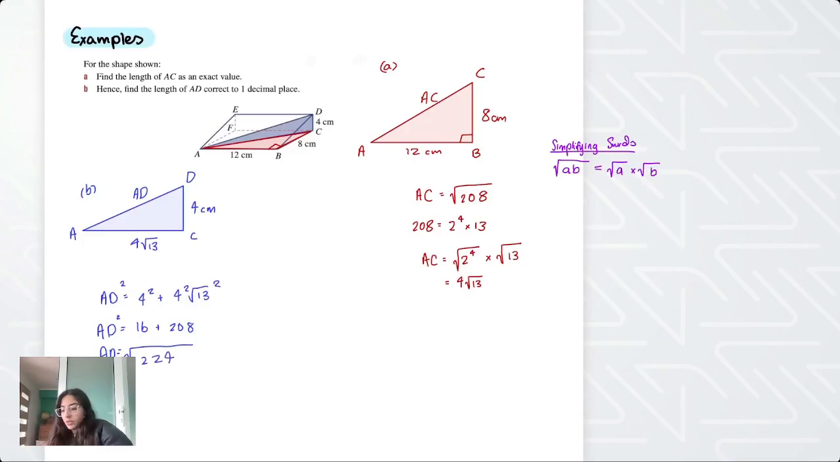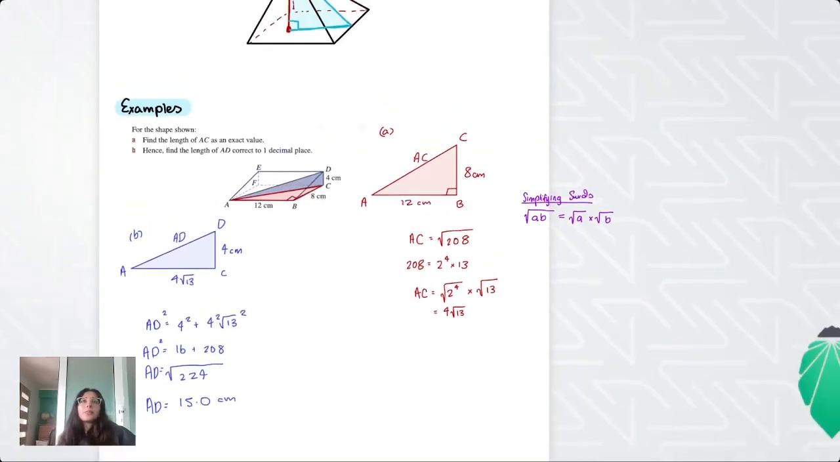And it says correct to 1 decimal place, so the answer will be 14.97. Wait, is it not 1 decimal place? Yes, it is. So it should be 15.0 centimeters. Does that make sense to everybody?